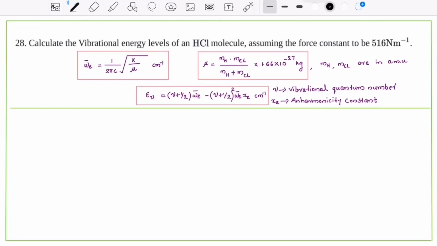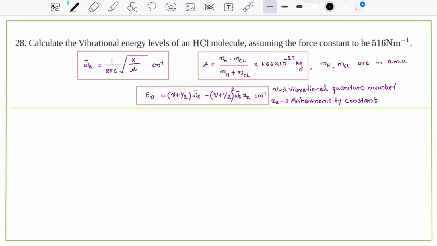Calculate the vibrational energy levels of an HCl molecule assuming the force constant to be 516 Newton per meter. In this problem, we have to find out the vibrational energy levels of HCl molecule. The force constant is given. What is the expression for vibrational energy levels?